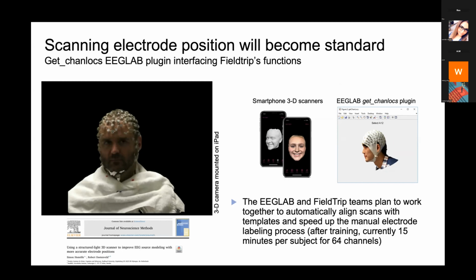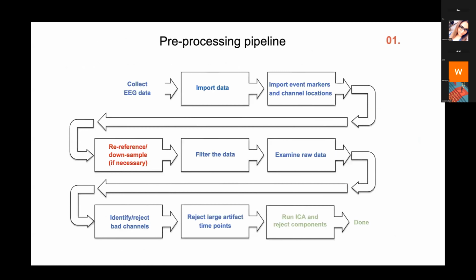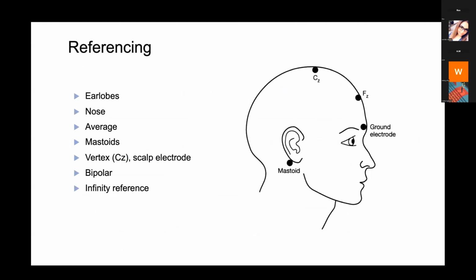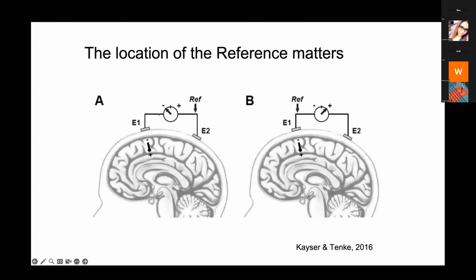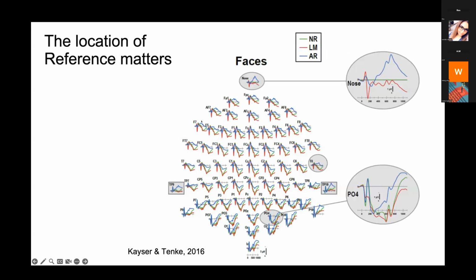Then re-referencing. So very often you record data from CZ if you have an EGI system, or linked mastoid, sometimes even nose. What's the best reference? These are different types of reference: FZ, CZ, mastoid. Reference is the difference of potential between two sites. That's the definition of the reference. And based on the reference, you can have different ERPs.